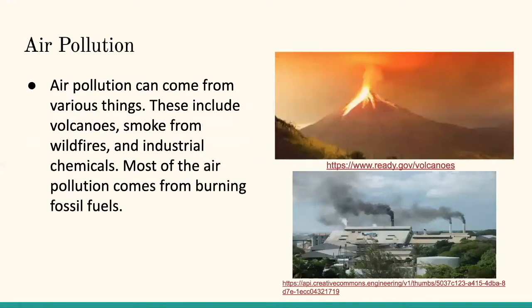Air pollution can come from various things. These include volcanoes, smoke from wildfires, and industrial chemicals. Most of the air pollution comes from burning fossil fuels. Pictured at top is a volcano erupting. You can see lava flowing down the left side of it. And our picture below is of three factories. So you can see the smokestacks up top producing black smoke.